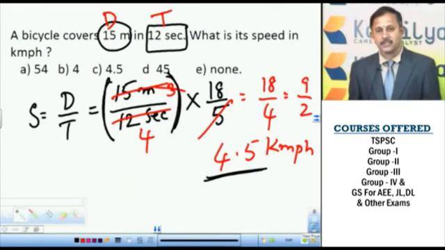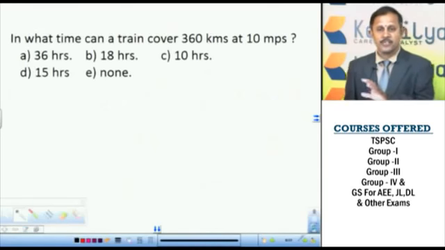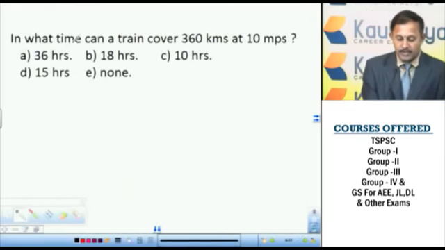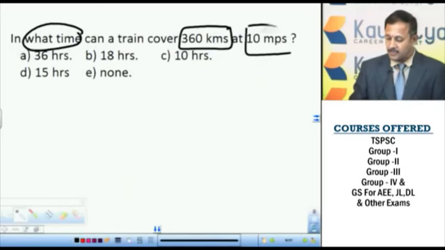So at all the levels in this concept, time and distance, we have to take care about the unit. The units must be of the suitable unit, right? Next, in what time can a train cover 360 kilometers at 10 meters per second?